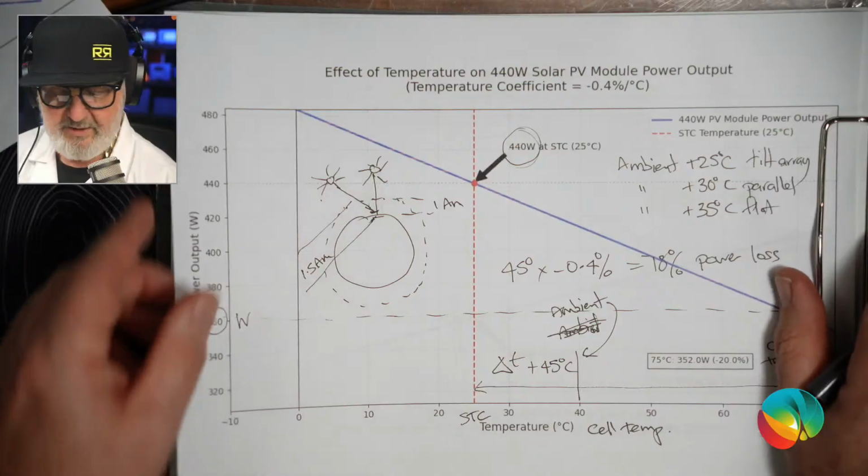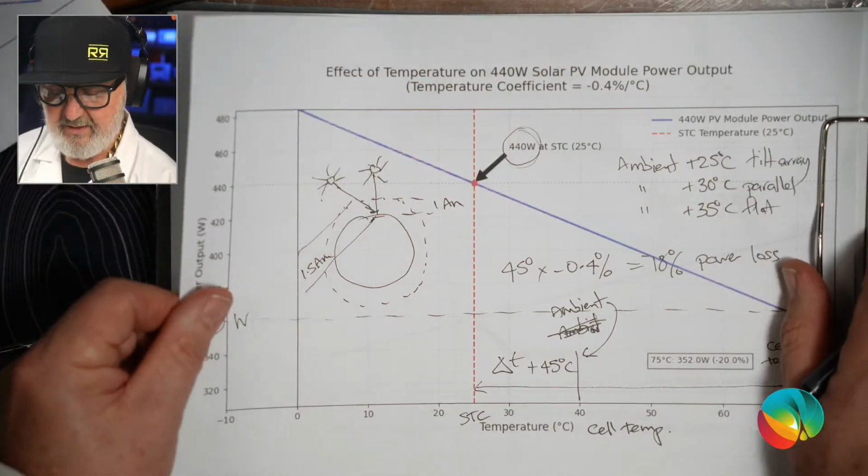Okay, so that's temperature effects on power. But let's look at something else. All right, how are you going out there, by the way? Haven't seen any more chat. Hope I'm still coming through loud and clear.